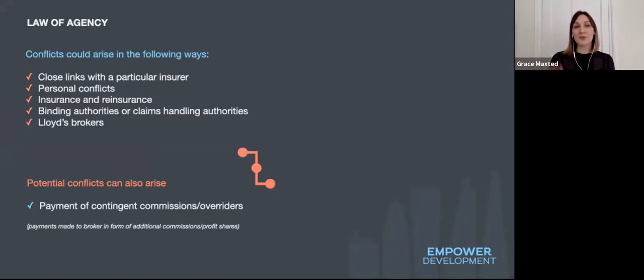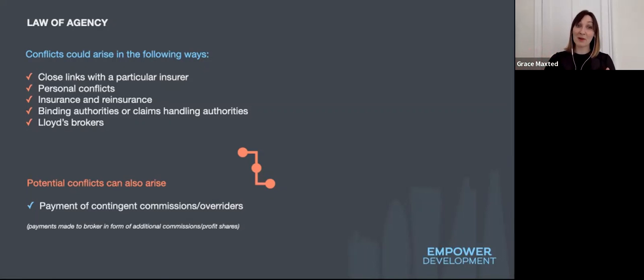In terms of conflicts, brokers absolutely have to be mindful of avoiding these wherever possible. There's a list of conflicts and ways that they could arise within the book, but just to name a few: personal things, so working with your husband or your wife or your mum or your dad or whoever it might be, and the kind of overlap in insurance and reinsurance placements, as well as the fact that you've maybe got claims handling authority or links to a particular broker. So all of these things can arise.